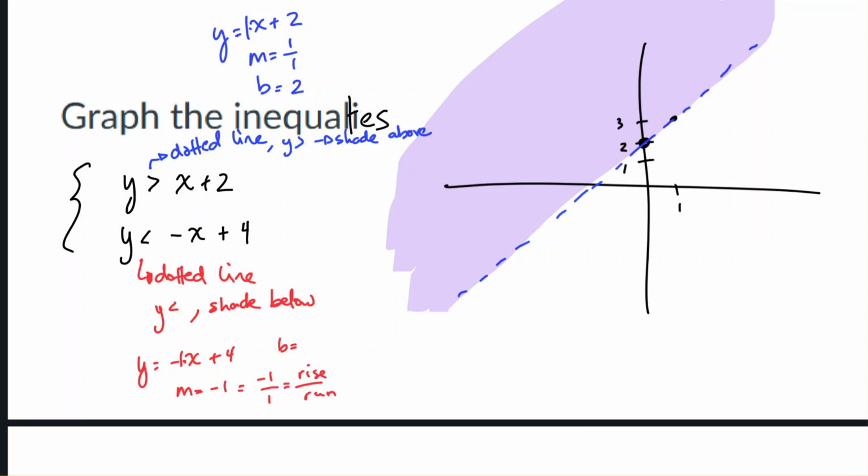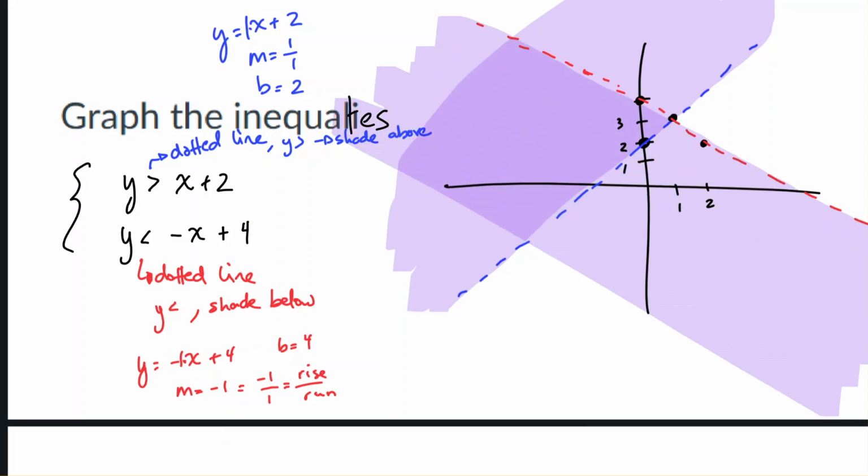The y-intercept is at 4. So up at 4, I have my y-intercept for the second graph, and it goes down 1 over 1, hits this point. Down 1 over 1 hits the next point. So let's draw that dotted line. But for this one, it said you should shade below, right? So I shade the whole section below.